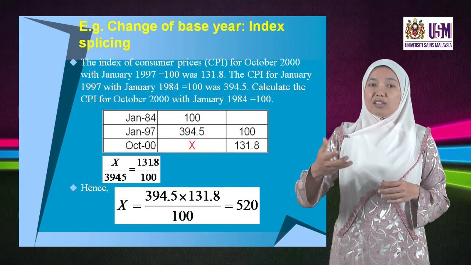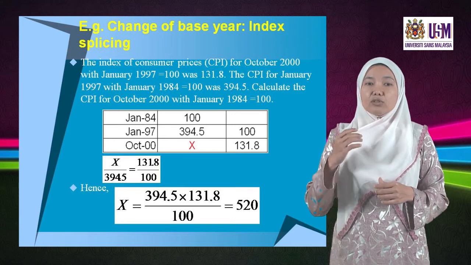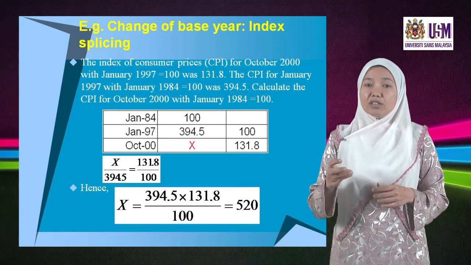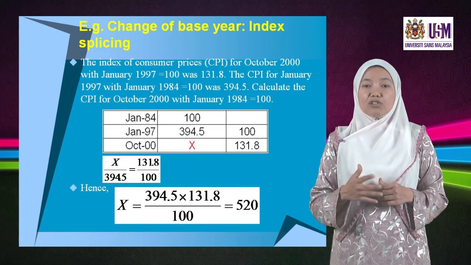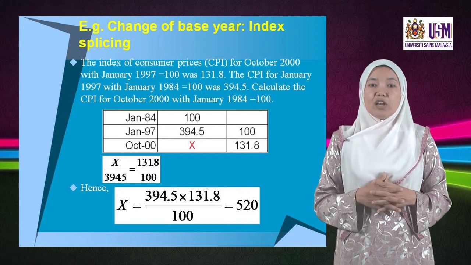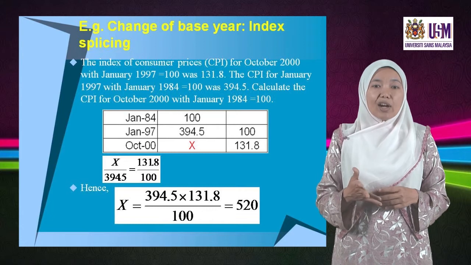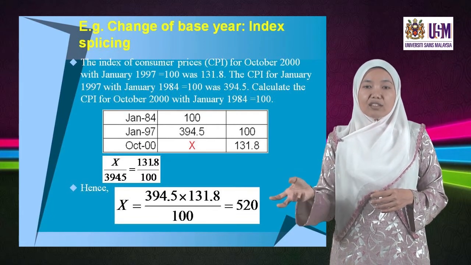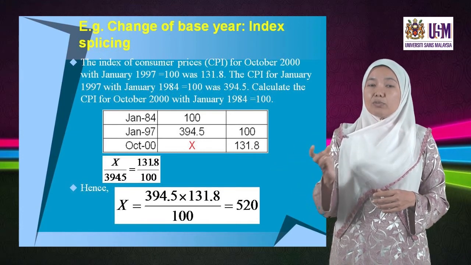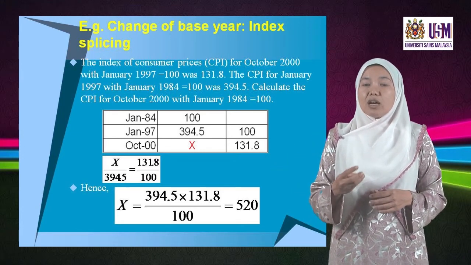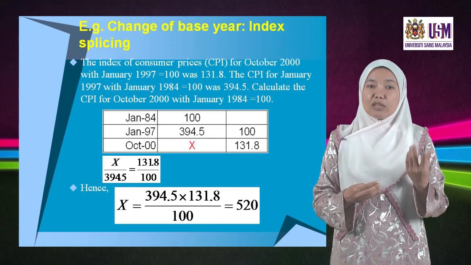So from January 1984, base year, the index is 100, increasing to 394.5 in January 1997. Further, in October 2000, the index has increased to 520. So you cannot get a figure for X less than 394. Why? Because according to the right-hand side column, the price has increased from January 1997 to October 2000. So by right, you should have the same amount of increment from January 1997 to October 2000 with base year 1984.